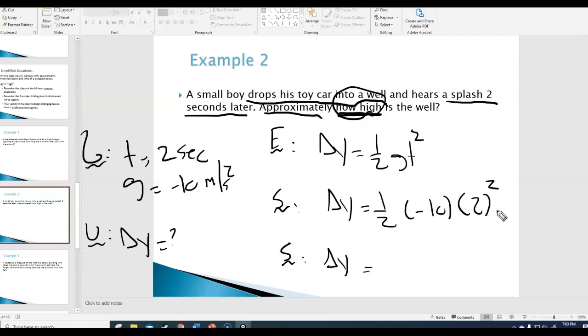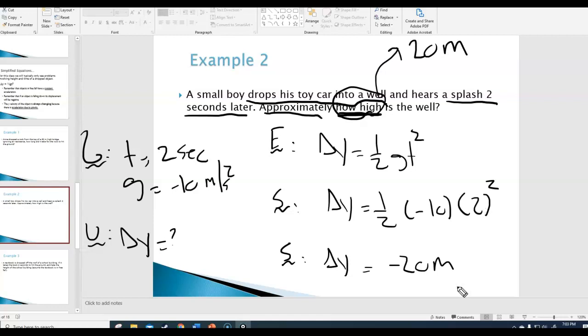I don't even need to do any rearranging to solve this. I just multiply these things. 2 squared is 4. 4 times negative 10 is negative 40. And then half of that is negative 20. So my vertical displacement, my delta y, is negative 20 meters. Now, how high is the well? Height cannot be negative. The displacement is negative, but height cannot be negative. So the answer to the question would just be 20 meters. It's a positive 20 meters.